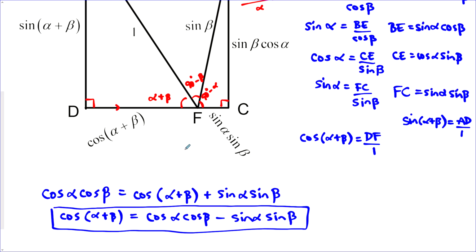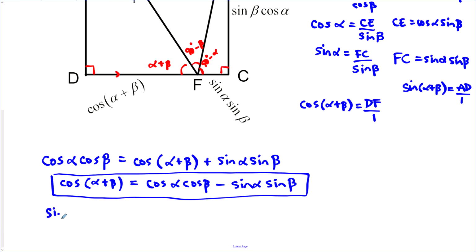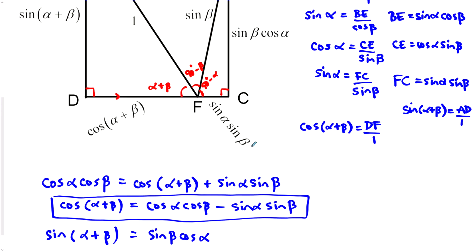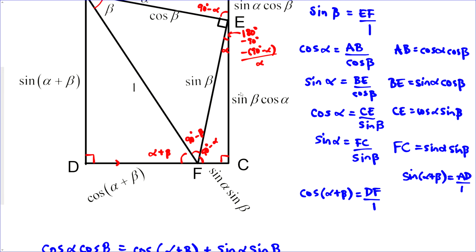Let's do the same thing with this side here. So we have sine of alpha plus beta, and it equals sine beta cos alpha plus sine alpha cos beta.